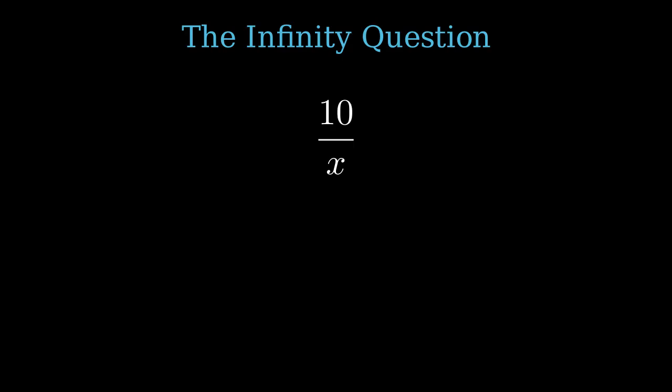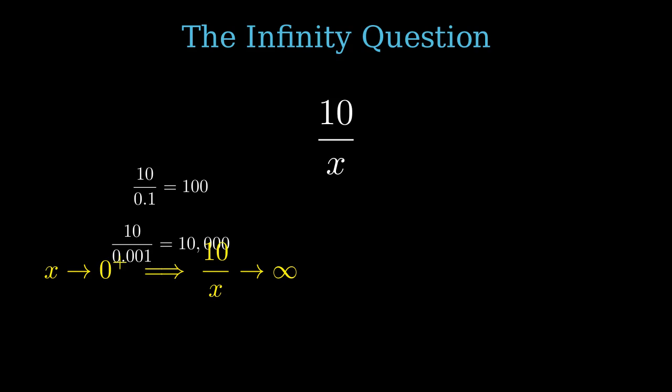Some people suggest that the answer should simply be infinity, because as you divide 10 by smaller and smaller numbers, the result gets larger and larger. For example, 10 divided by 1/10 is 100, and 10 divided by 1/1,000th is 10,000. As the divisor shrinks toward 0, the result explodes toward infinity.